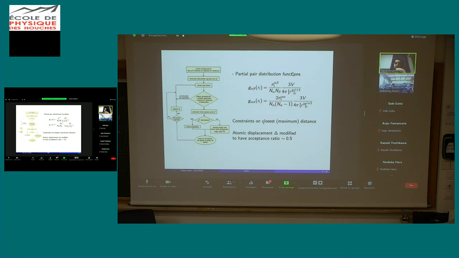Okay, this is a partial distribution function. And one point is that the atomic displacement, so how much we move our atom, is modified after every step to have an acceptance ratio of moves that is about 0.5. This is, how to say, a rule of thumb that we use in order to move the configuration.